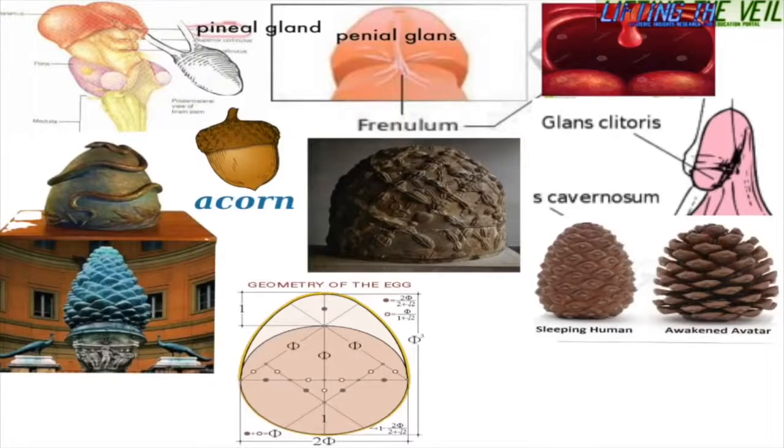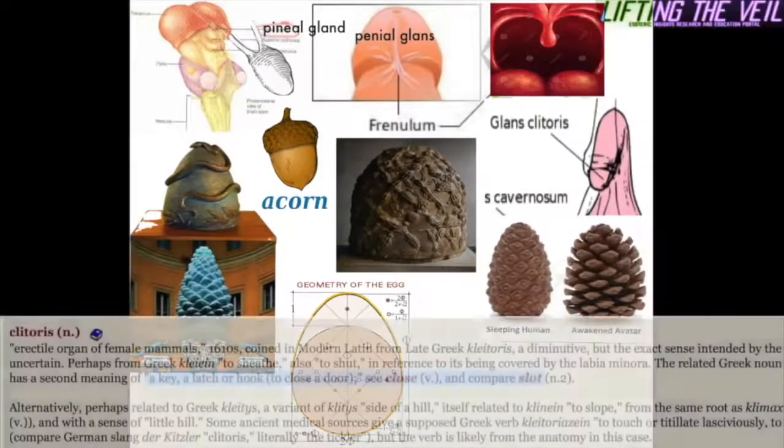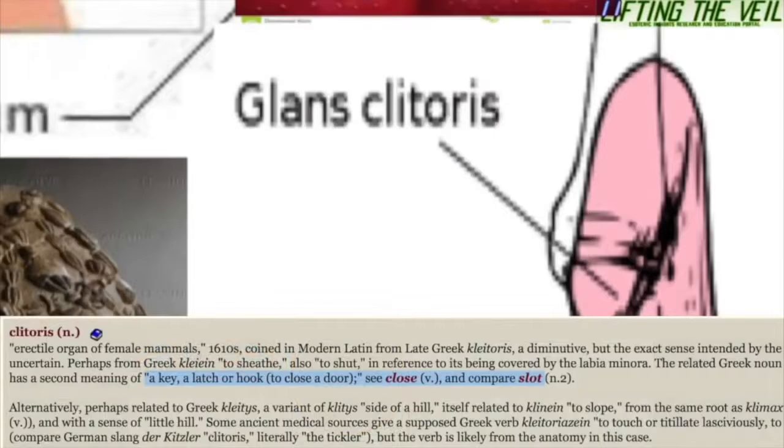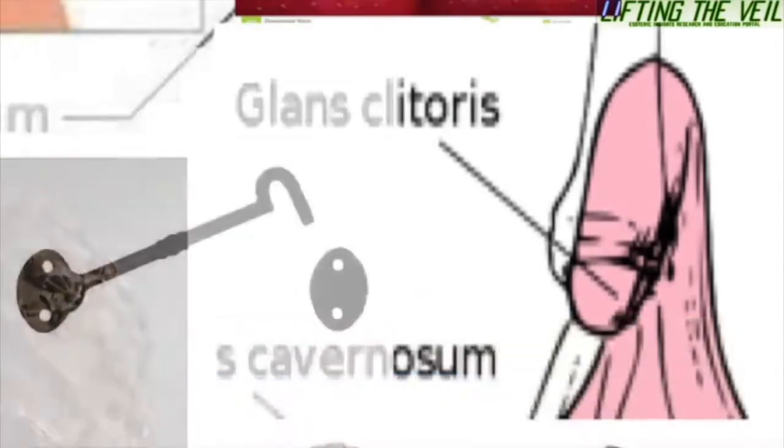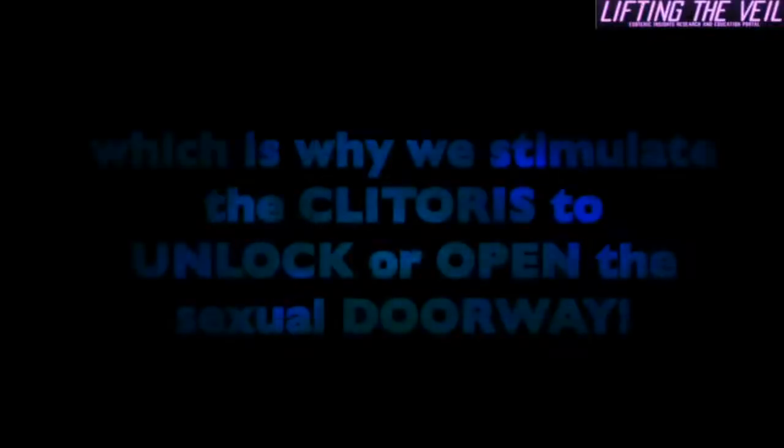Which brings us back to what I wanted to show, how the clitoris directly corresponds. Clitoris comes from the related Greek noun form kleis, which has a second meaning of a key, a latch, or a hook, which is why the clitoris is like a latch or a hook on a door.